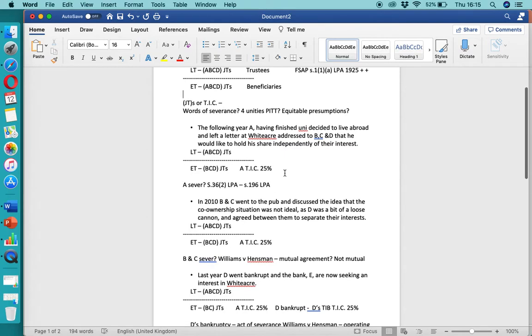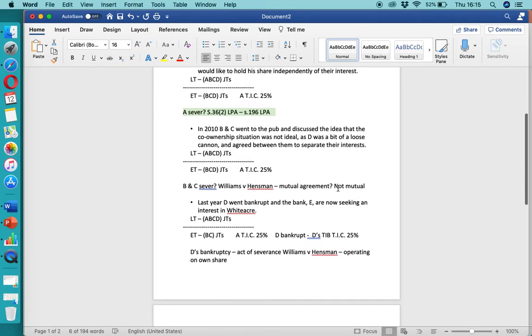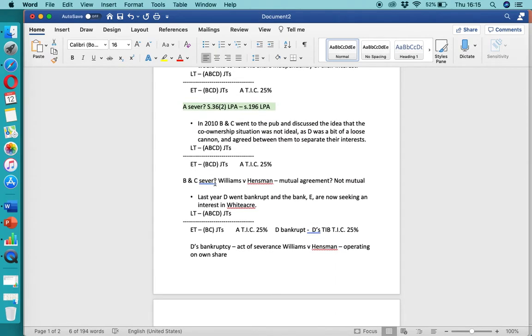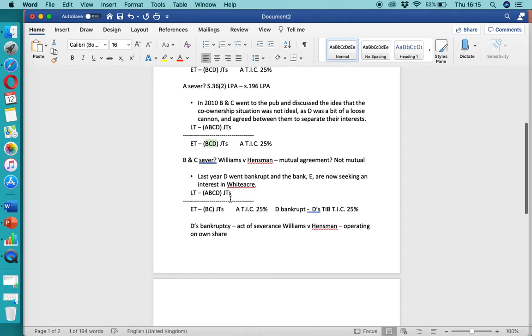A did sever because he met the statutory mechanisms to sever. B and C did not sever because it wasn't mutual with all three parties that remained in the brackets. And D's bankruptcy did sever him, taking him outside the brackets, giving his share to the person who holds all of his estate, and they hold it for 25%.